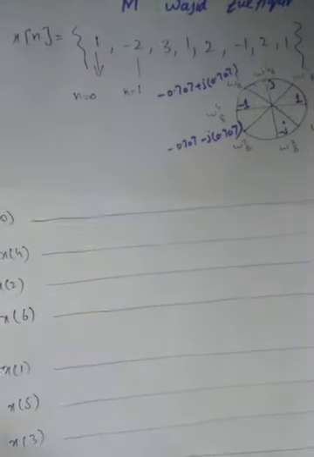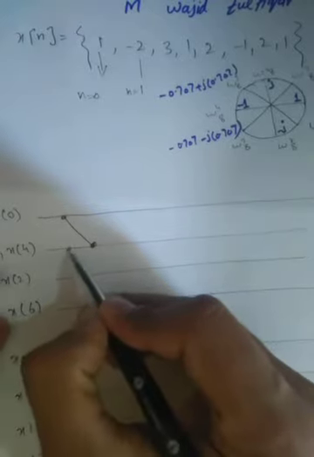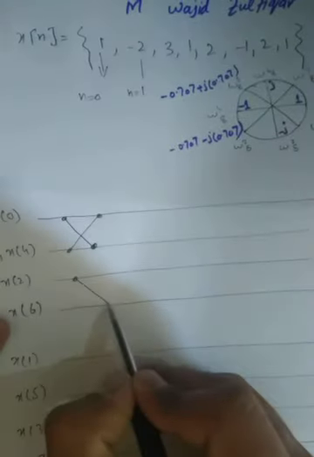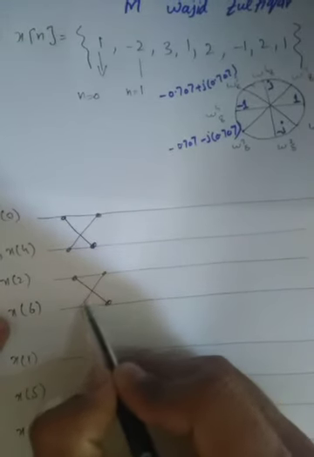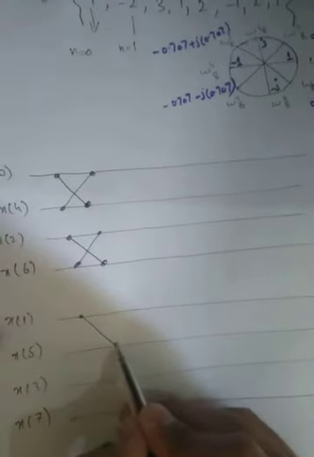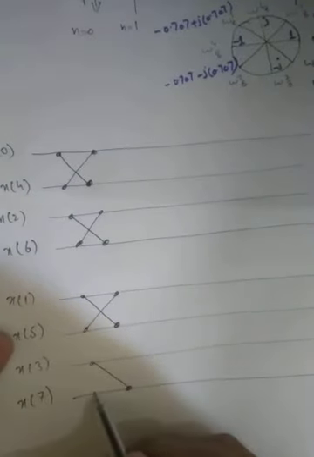Now we will draw these lines. Connect line 0 with line 4, and line 2 with line 6. Similarly, the same case holds with the odd values: 1 with 5 and then 3 with 7.